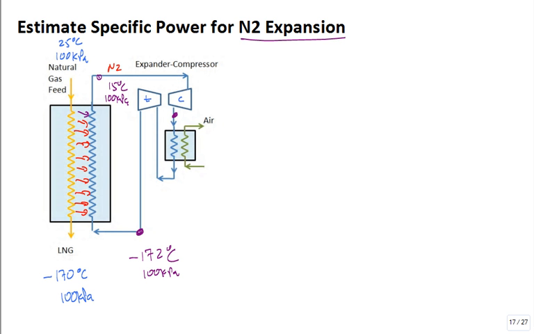Well, that's a hard question to answer. Let me do this. What temperature do I think I can cool it back down to after it goes through this heat exchanger with ambient air? What temperature do you think I can get that nitrogen back down to before I put it into the turbine? What temperature? 25 degrees C. This tells you something. 25 degrees C and negative 172 degrees C tells you something.